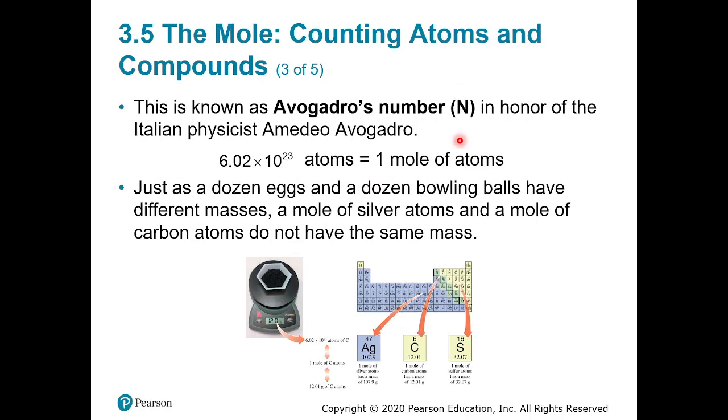Again, this is Avogadro's number. It's represented by capital N here. It's named in honor of Amedeo Avogadro. Notice this is the equality for that number. So we have 6.02 times 10 to the 23rd atoms in this case. That would be 1 mole of atoms.